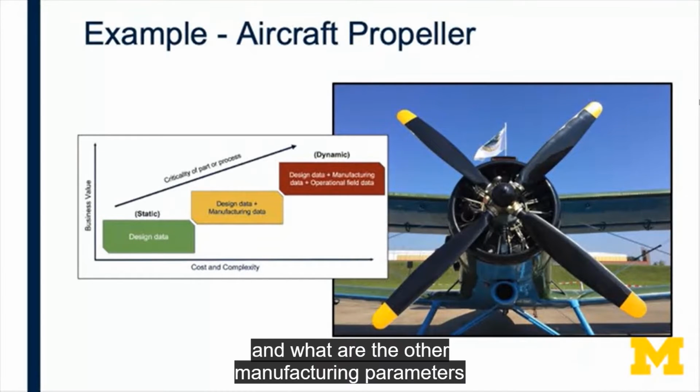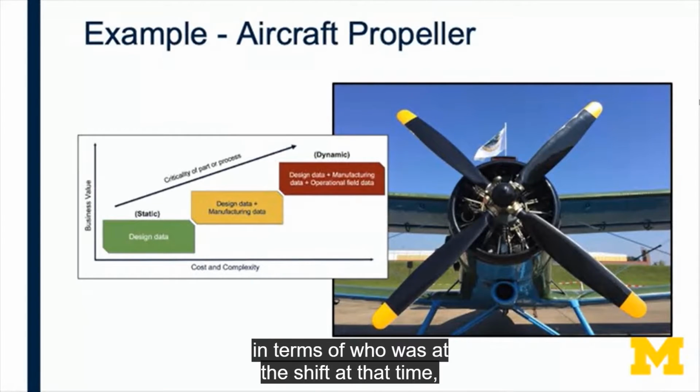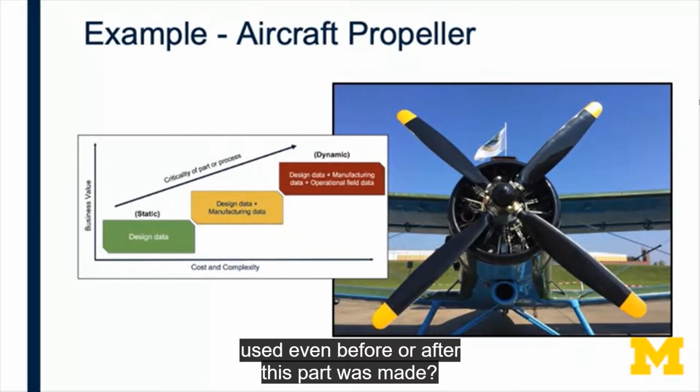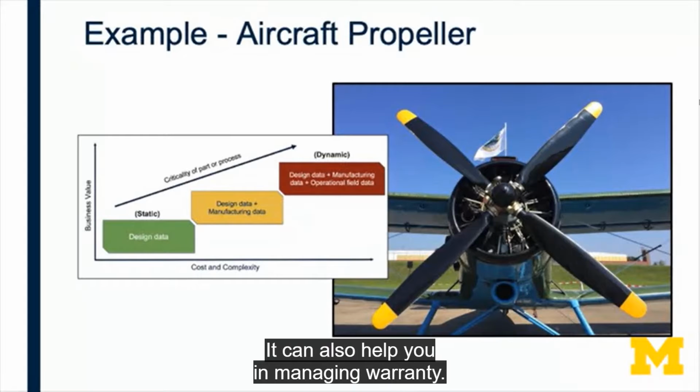And what are the other manufacturing parameters in terms of who was at the shift at that time? What are the other parameters of the machines that are being used even before and after this part was made? So you get information to that level of details, and that can help you in troubleshoot problems. It can also help you in managing warranty.